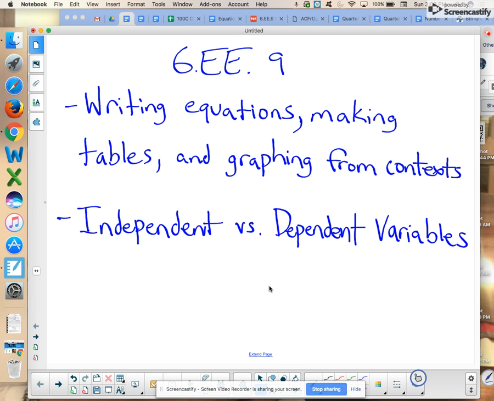Good afternoon, class. Today we're going to be focusing on 6EE9, which is all about writing equations, making tables, and graphing from context, and being able to create the other three forms from one of them. It's also focused on the difference between independent and dependent variables, what they are, and how they relate to each other. Go ahead and get your note sheet ready. It says writing equations at the top.